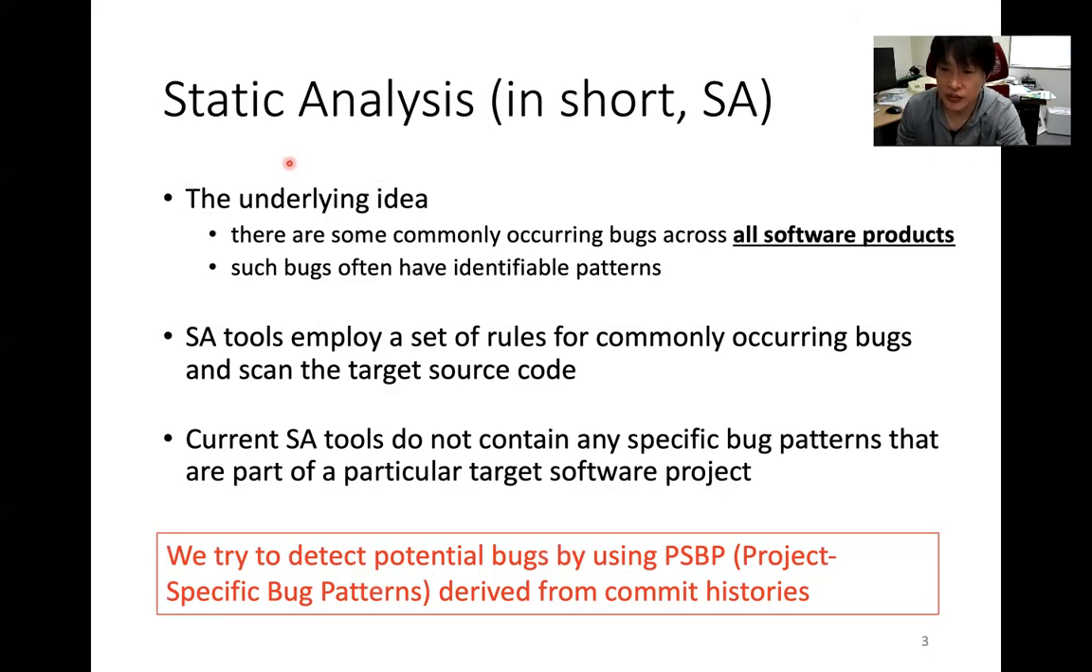target source code. However, we consider there is an issue in current static analysis tools. That is, current static analysis tools do not contain any specific bug patterns that are part of a particular target software project. So in this research, we try to detect potential bugs by using project-specific bug patterns derived from commit histories.